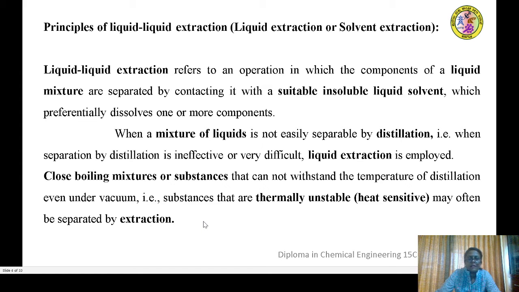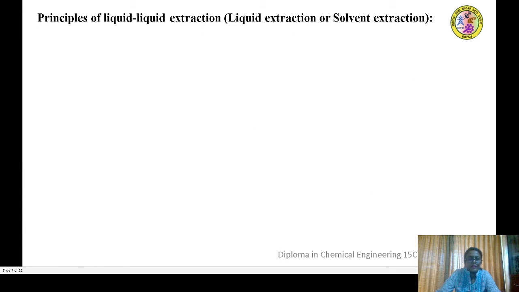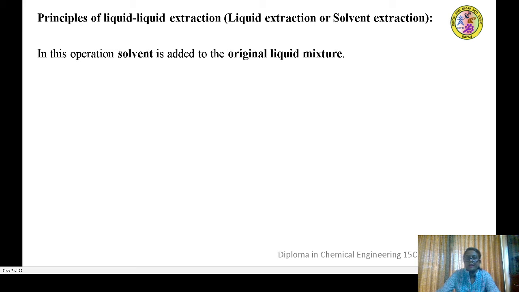So that is the choice of operation to separate a liquid mixture. Okay, so let us now briefly understand how a separation can be achieved in liquid extraction.